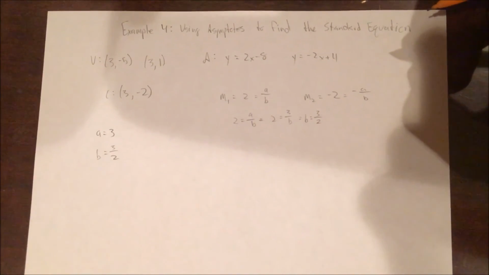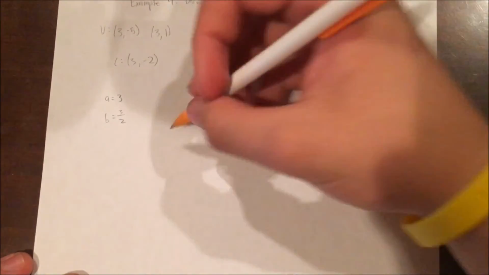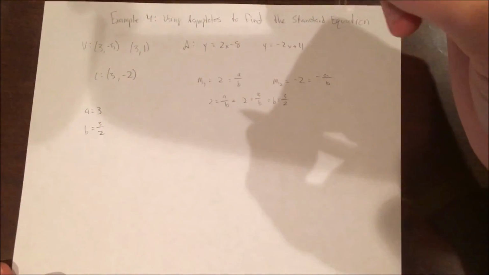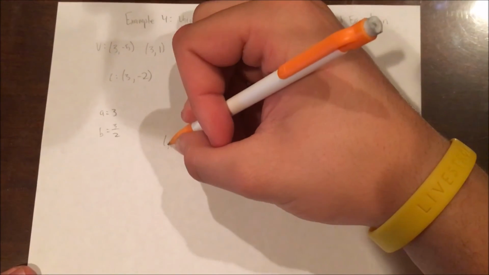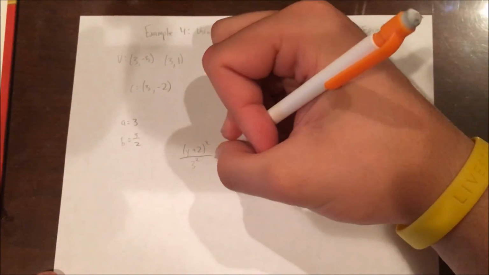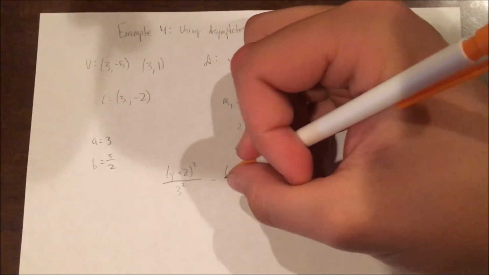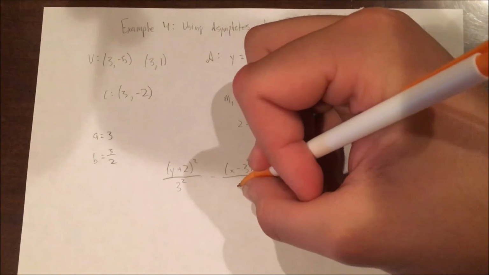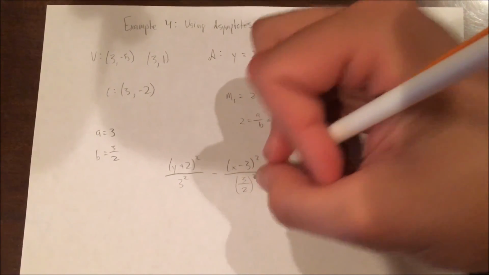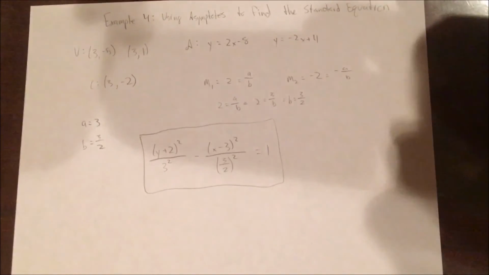Now you're just going to plug this into the standard form of the equation for the hyperbola. Since we have a vertical axis, we're going to do the y's first. So (y plus 2) squared over 3 squared minus (x minus 3) squared over (3/2) squared equals 1. And that is your final equation.